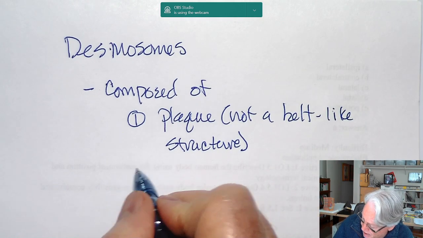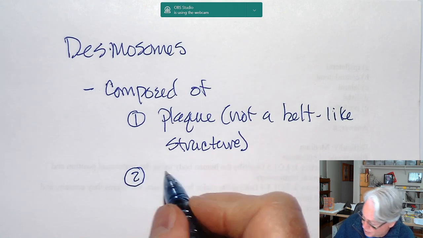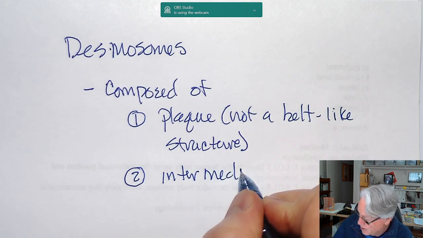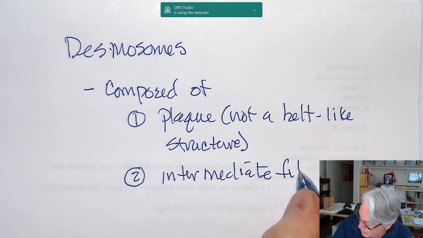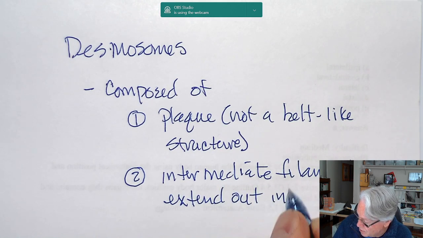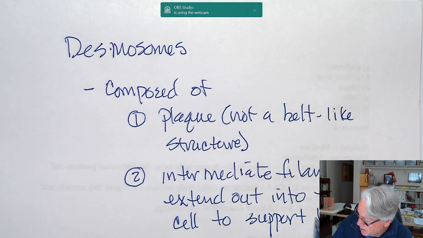And we're going to connect. So the second thing is then we're going to have intermediate filaments. Extend out into the cell to support the connection with another cell.